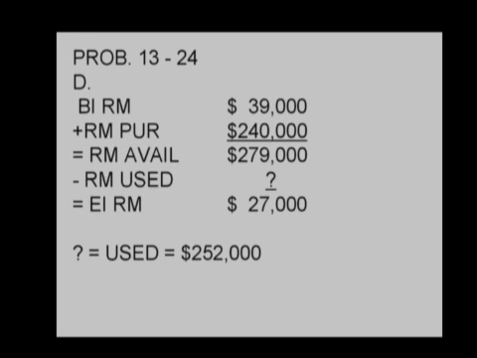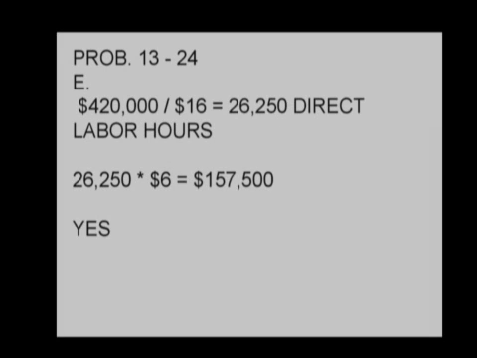If you're looking at your part, what would that be, E, they're asking you to calculate variable manufacturing overhead applied. Could the variable overhead differ from the actual amount? If so, give some examples. Obviously, yes, it could be different. You simply take your 26,250 direct labor hours, multiply that by $6 per direct labor hour, and get $157,500.